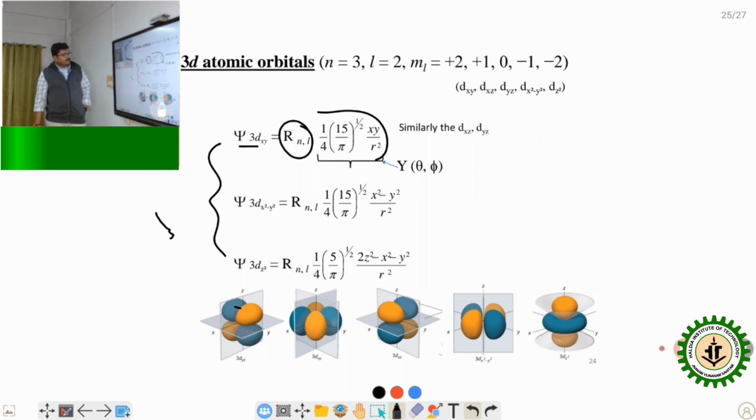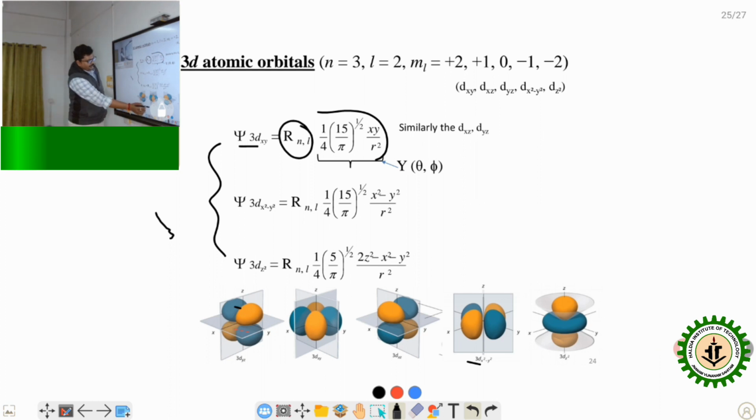One question we can generally ask from these d orbitals, that for xy, yz and zx, the orbital lobes are situated in between the axes, whereas for x square minus y square or z square, these orbital lobes are situated along the axes. What should be the probable reason for that?